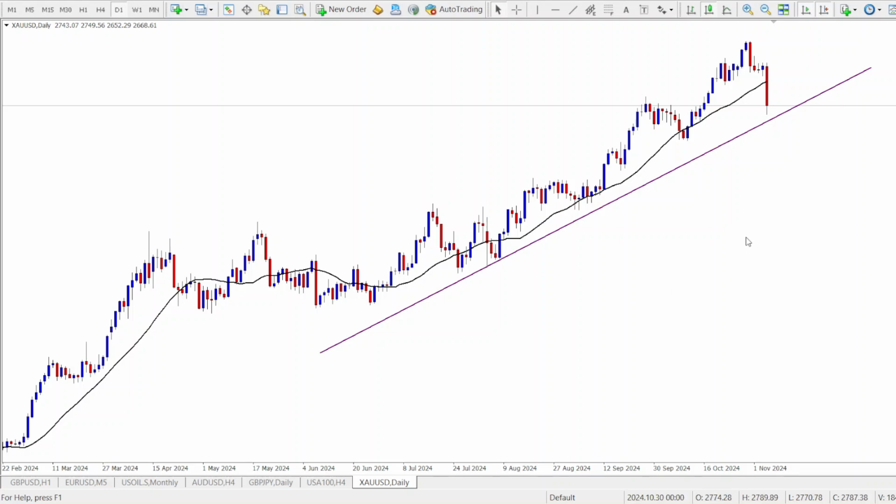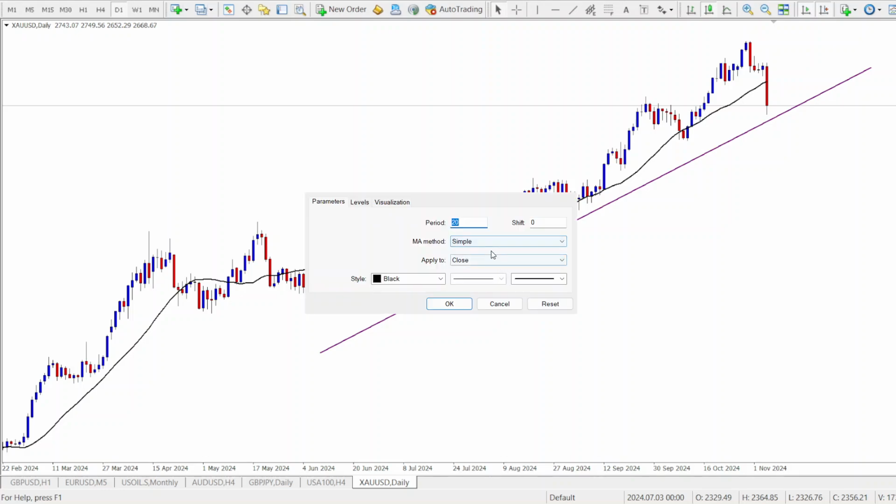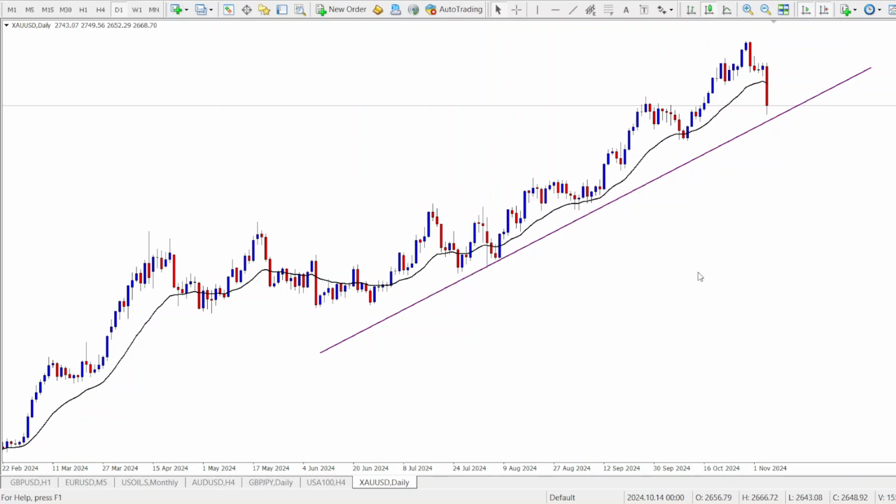Now let us talk about the exponential moving average. The EMA is very similar to the SMA. I'm just going to be changing this now to the EMA, exponential moving average. It is similar to the SMA, but with one key difference. It gives more weight to the most recent prices.